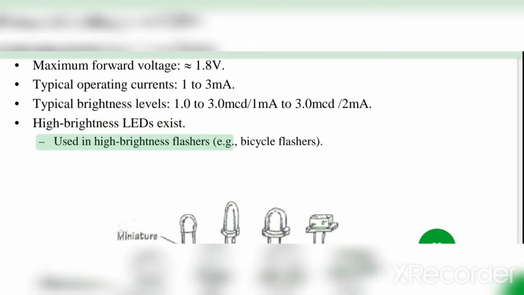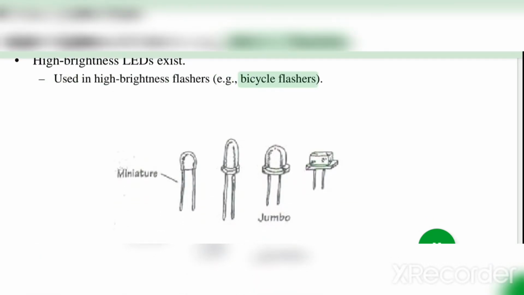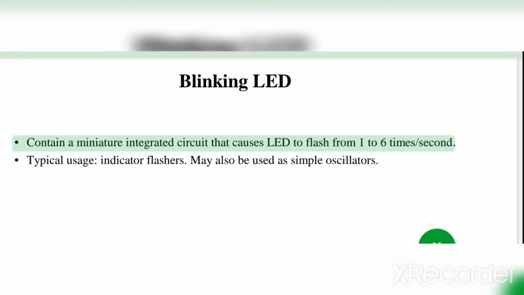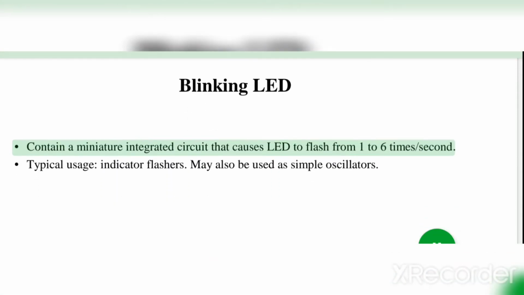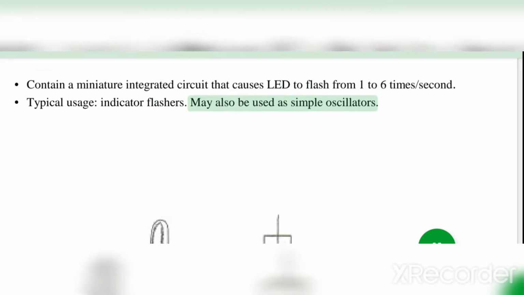High brightness LEDs exist, used in high brightness flashers, e.g. bicycle flashers. Blinking LED: contains a miniature integrated circuit that causes the LED to flash from 1 to 6 times per second. Typical usage: indicator flashers. May also be used as simple oscillators.